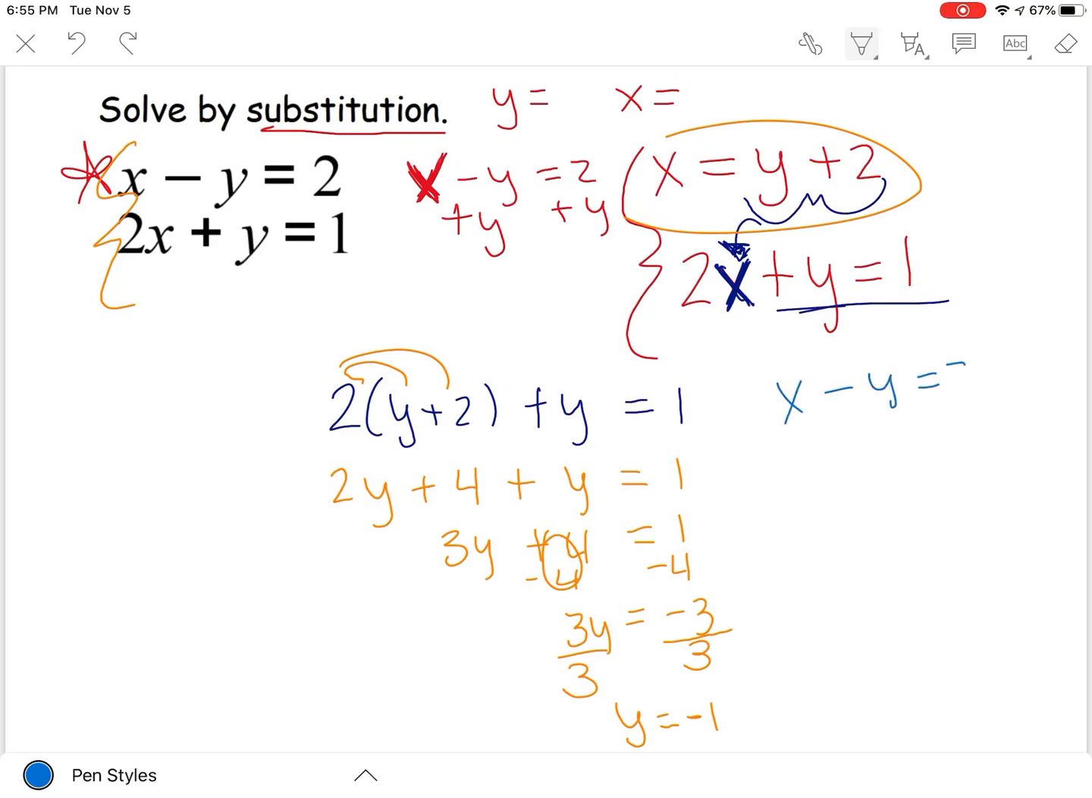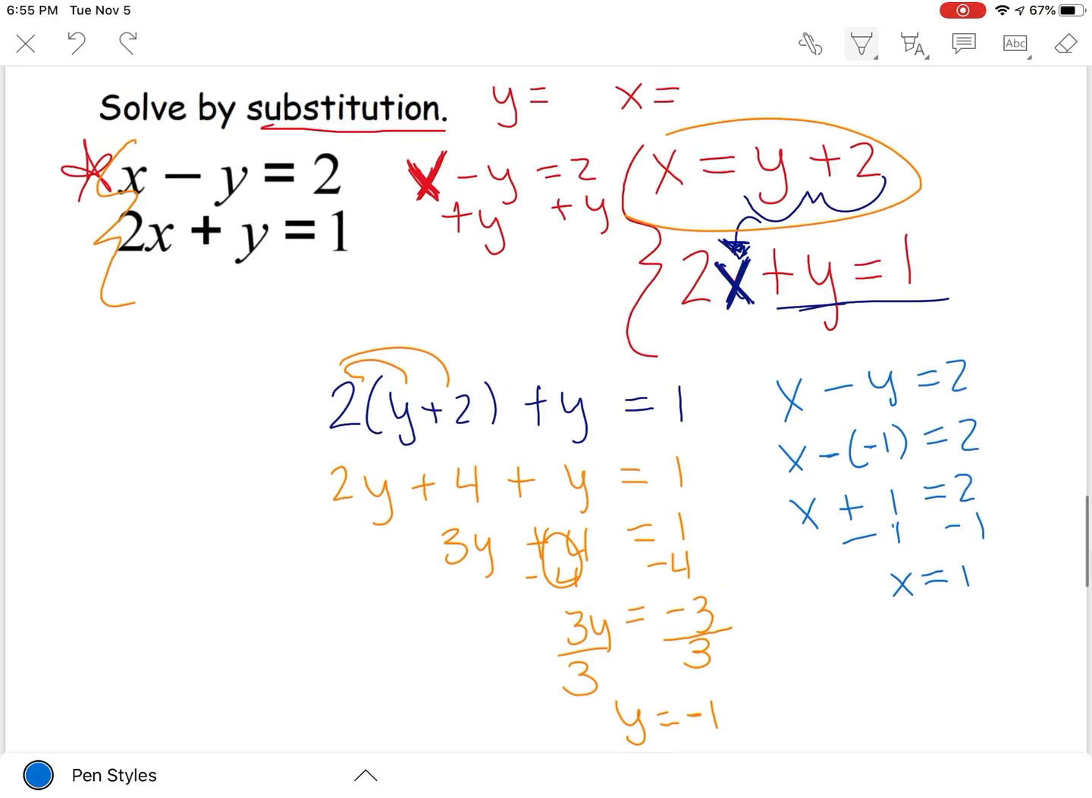Well, if x minus y equals 2, then we have x minus a negative 1 equals 2. Well, that just means x plus 1 is 2. Subtract 1 from both sides. X is equal to 1. And again, you could plug it into either of the other two equations to confirm that answer. So our solution would be 1, negative 1.